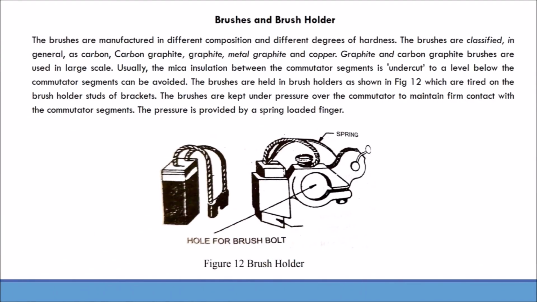Brushes and brush holders. The brushes are manufactured in different compositions and different degrees of hardness. The brushes are classified in general as carbon, carbon graphite, graphite, metal graphite, and copper. Graphite and carbon graphite brushes are used on a large scale. Usually, the mica insulation between the commutator segments is undercut to a level below the commutator segments.